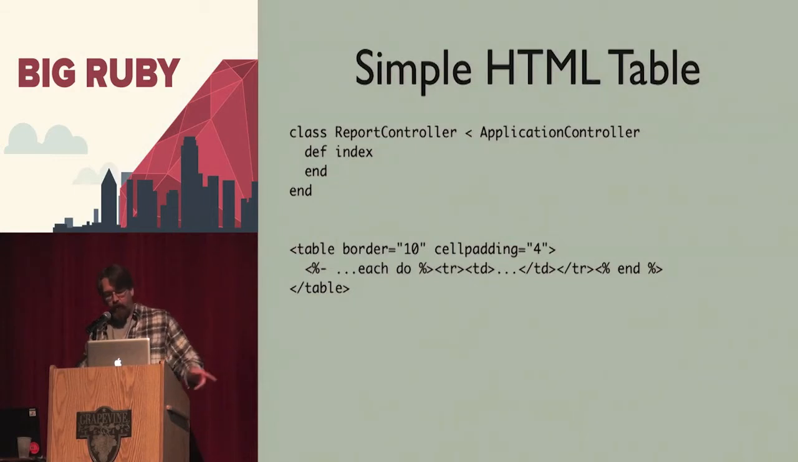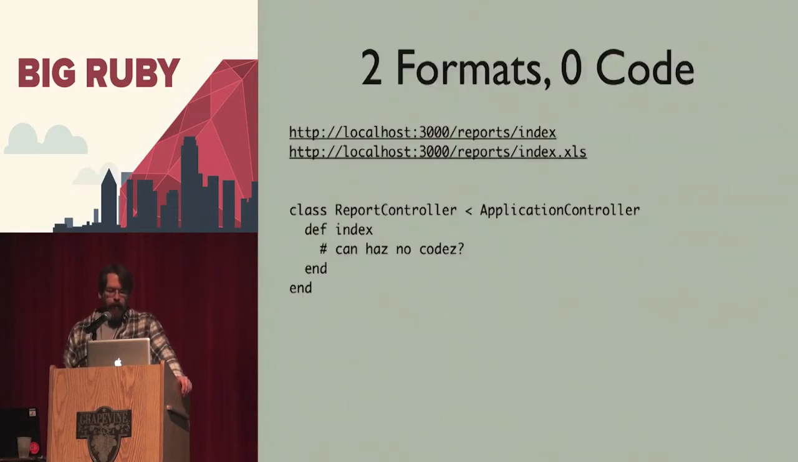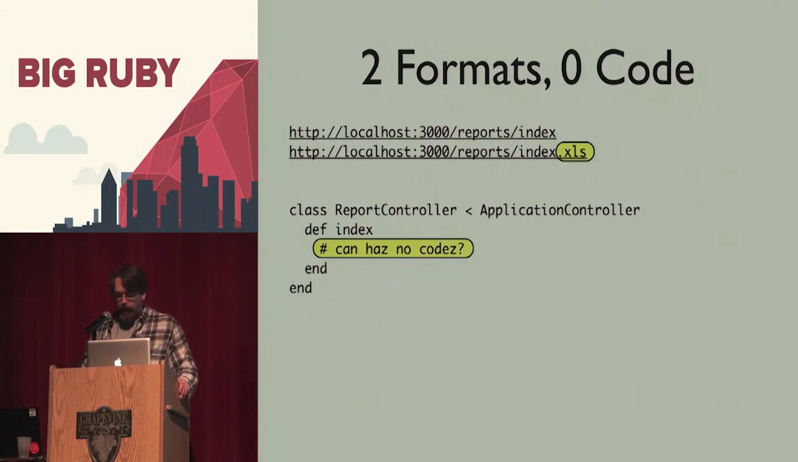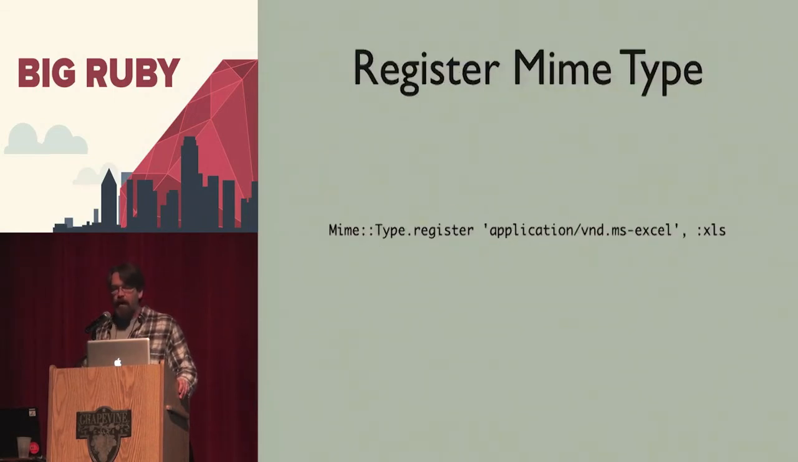But given this setup and a request for Excel, our goal here is to take these 2 routes, the top one being the default HTML format and then the XLS format, and make both of these work without any code. So before we hack, we have to do something that anybody would have to do and register the XLS MIME type. But now to the hacks.